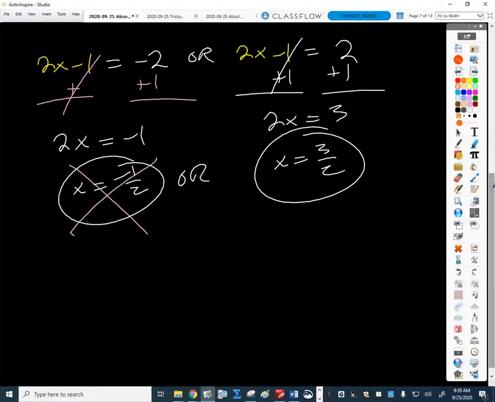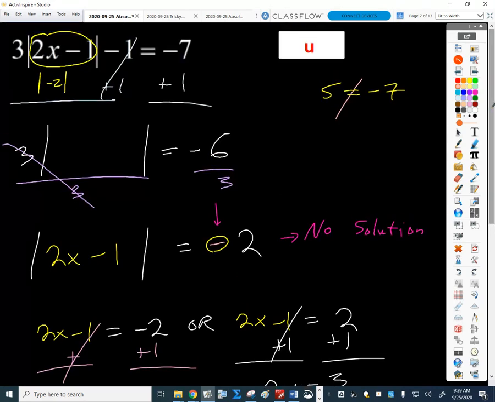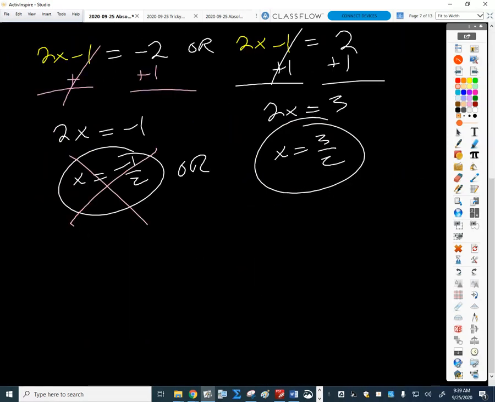What about 3/2? I could do the same thing up here with 3/2. If I plug 3/2 in, 2 times 3/2 is 3. 3 minus 1 is 2. The absolute value of 2 is 2. So 3 times 2 is 6. Minus 1, I get the same thing. I also get the answer 5 equals -7, which is not true. So even if I did try to do the math, the math gods are smart. They know it shouldn't work, and so we don't get solutions that work.